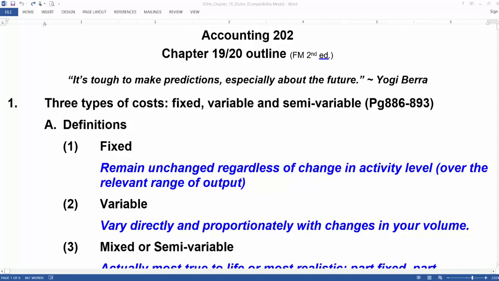To set the stage for break-even analysis, it's important to think about this quote from Yogi Berra, a famous baseball player.